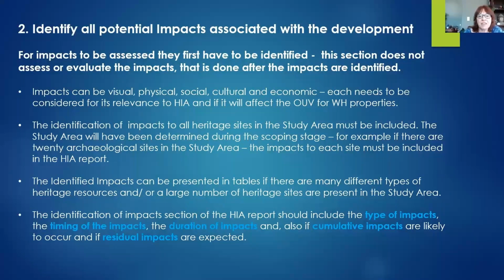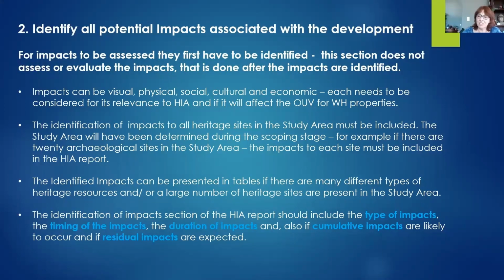So the identified impacts can be presented in tables because sometimes we have many different types of heritage resources that are being affected by a project, or maybe a very large number of heritage sites are present. So tables are often a very good way of presenting our information so it's easy for the reader to understand. So identification of impacts in our HIA should include the type of impacts, the timing of the impacts, the duration of the impacts, and also if cumulative impacts are likely to occur, and also if residual impacts are expected.